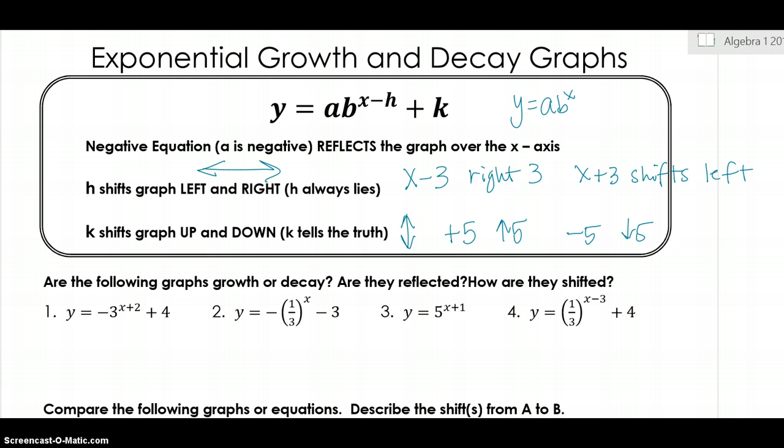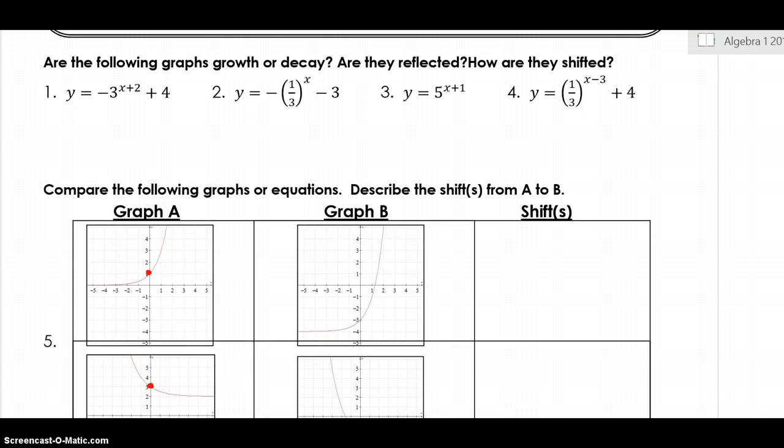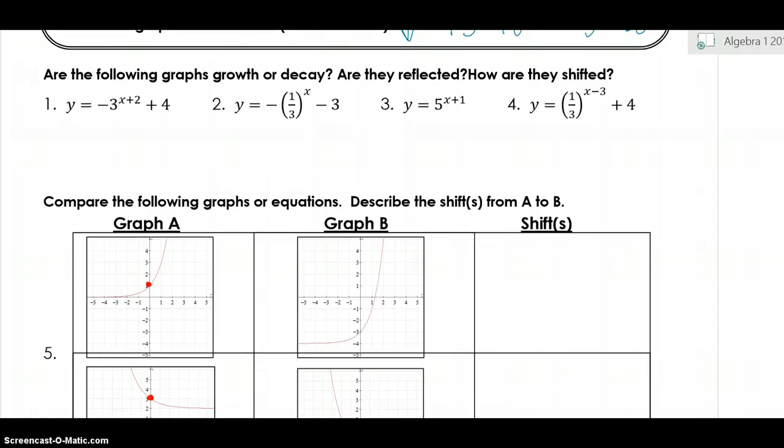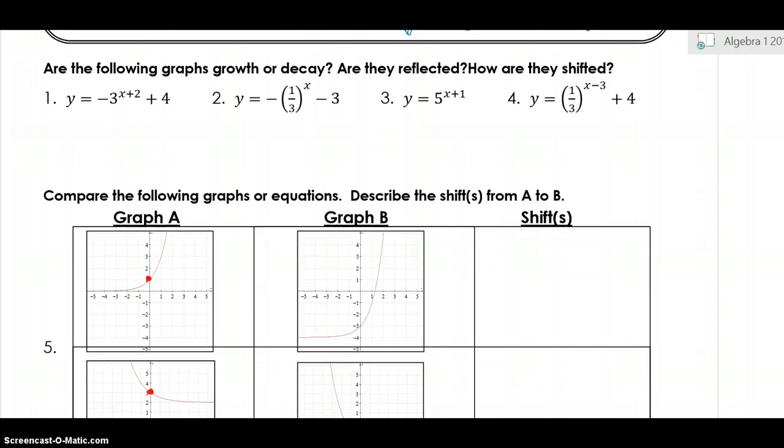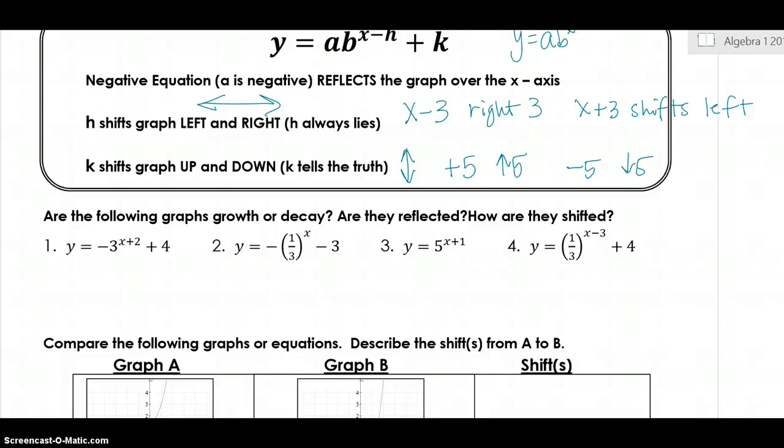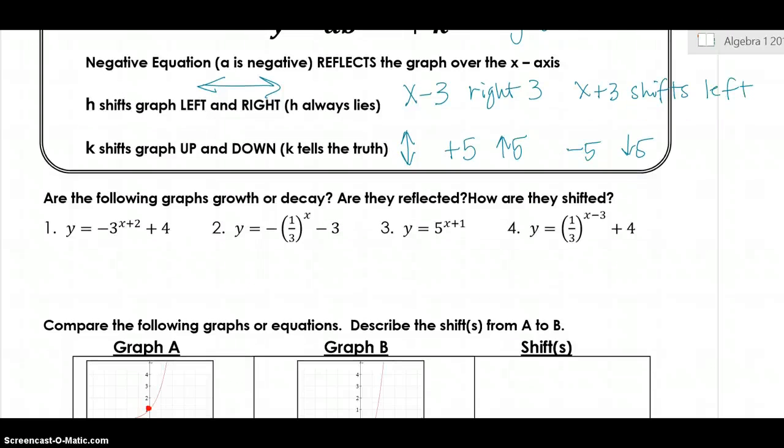Okay, so it says, are the graphs growth or decay? How are they reflected? And how are they shifted? What was the last one? Minus 5 would be down 5.